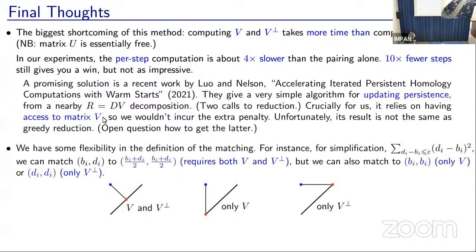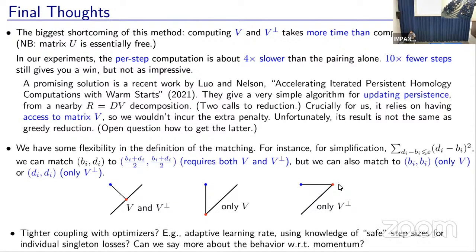The second observation I wanted to point out is that knowing about this V and V-bot, you have some flexibility in how you define your matching. For example, if you wanted to push the point to the diagonal, I just showed this situation where you match the point to the closest point on the diagonal. But of course, instead of going to the average, you could have gone to birth comma birth. Or you could have gone to death comma death. If you go to birth, you only need matrix V because you're only decreasing the death value. In this situation, you only need matrix V-bot, so you get a lot of room to play with these kinds of things, which is also something you can take into account when designing what you're doing.